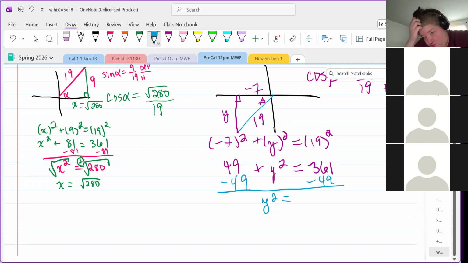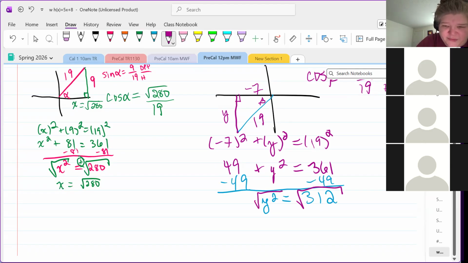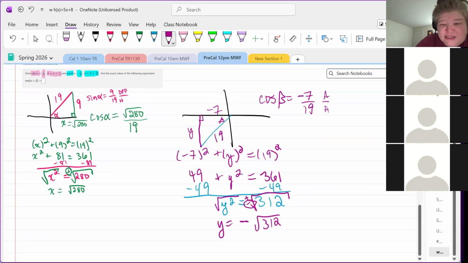And we get 312. And then we square root. We have to choose the plus or minus. This y is going down, so we are going to choose negative square root of 312. Now that we know that opposite side, that is the sine of beta, negative square root of 312 divided by 19.